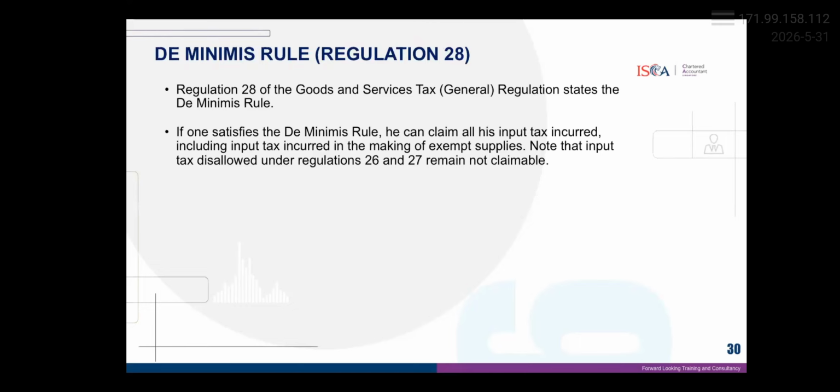So Regulation 28 of the GST General Regulations states the de minimis rule. If one satisfies the de minimis rule, he can claim all input tax incurred, including input tax incurred in the making of exempt supply. But do note that input tax disallowed under Regulation 26 and 27 remains not claimable. Regulation 26 and 27, if you can remember, cover the whole list of items and transactions that are specifically blocked for GST input tax purposes.